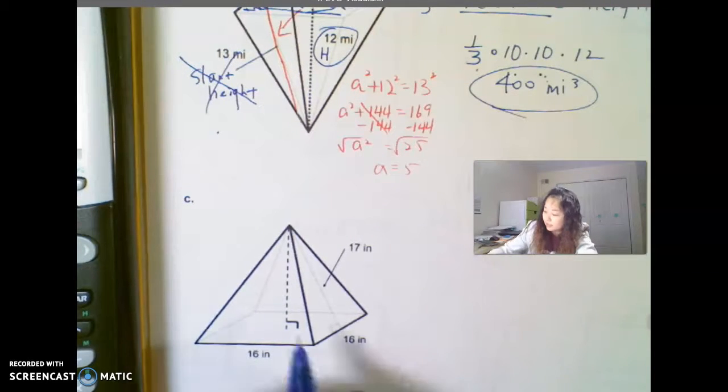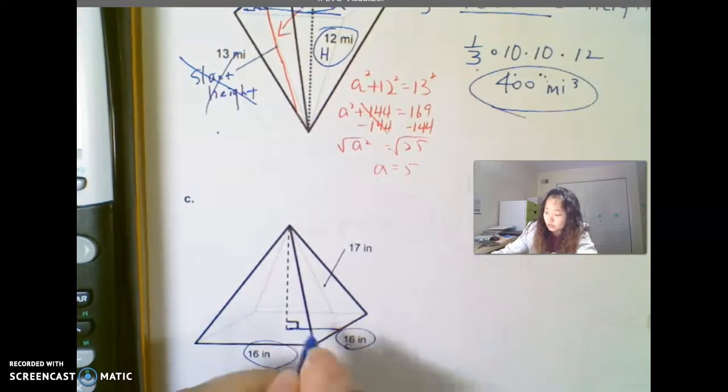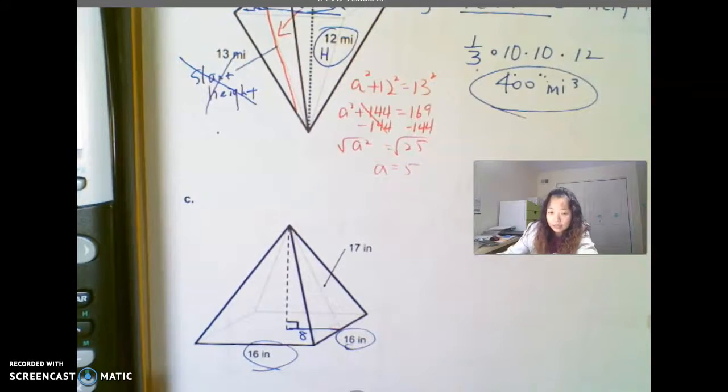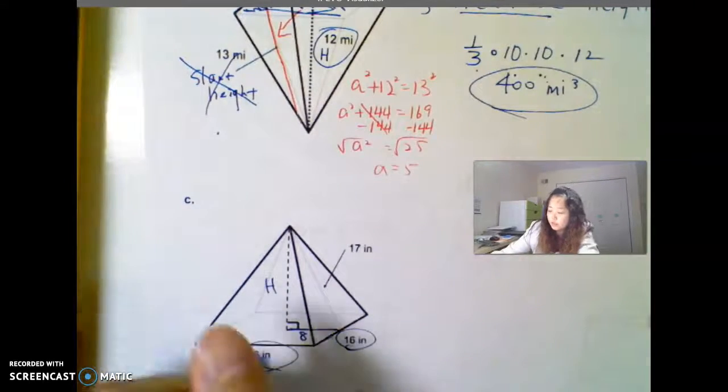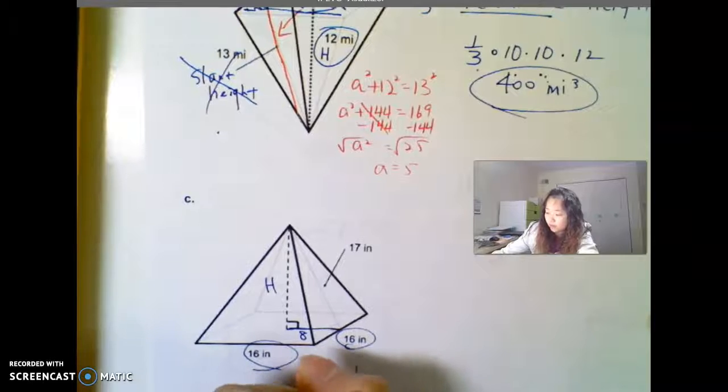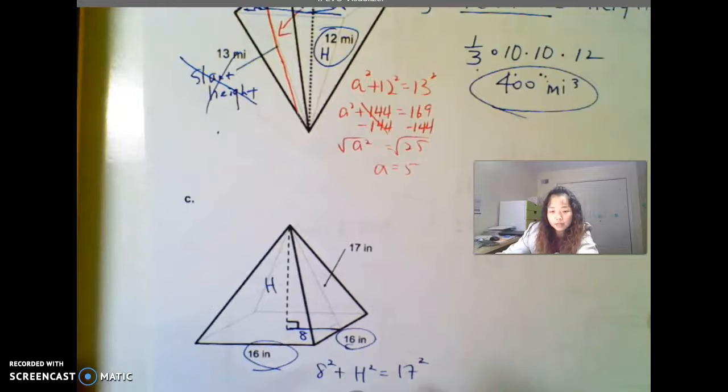C. What do I need? What do I have? I have 16 by 16. That's good. I know this is half, so that's 8. And we're missing the height. So Pythagorean theorem, 8 squared plus h squared equals 17 squared. And you can solve it.